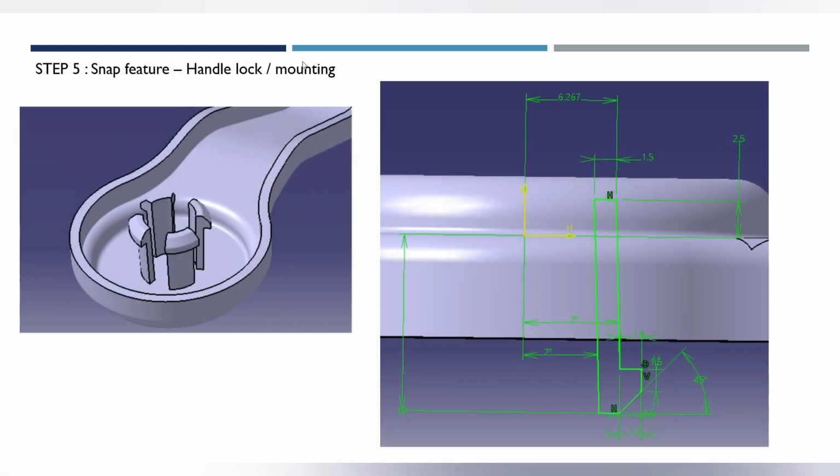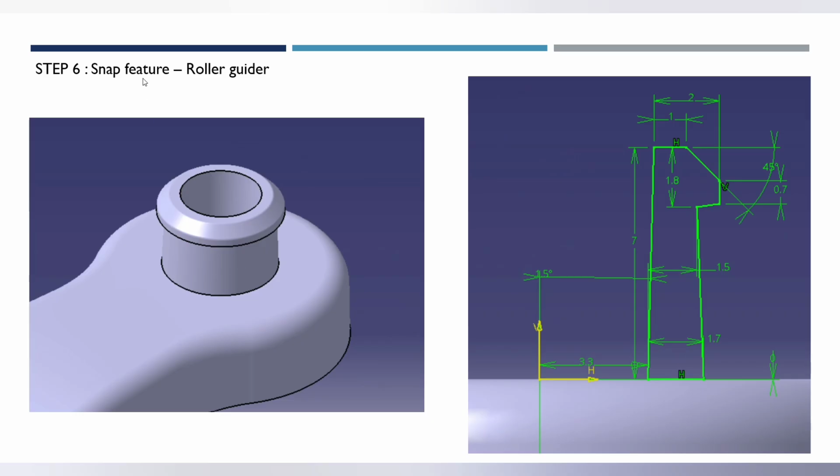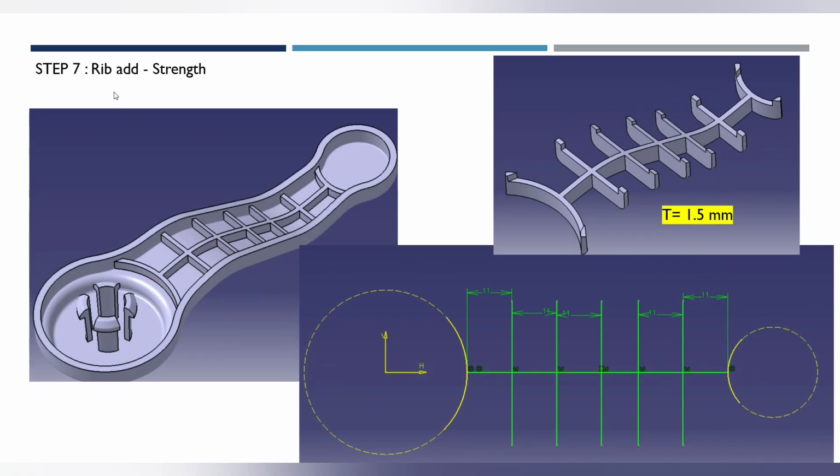Then the snapping feature, where the handle is mounted or locked. Those are the dimensions which we will follow during the video. After that, the second snapping feature, the roller guider. This roller guider is used to guide the rotating knob. We will add the rib for strengthening purposes.